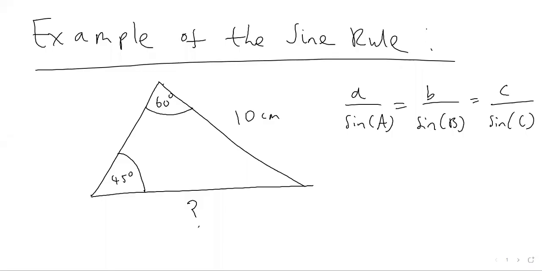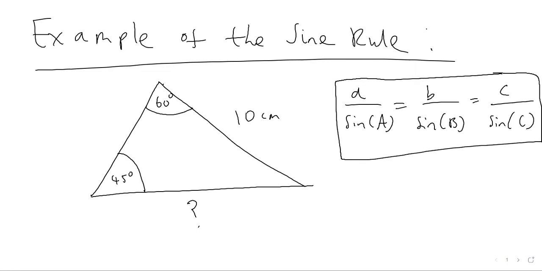Hello, so in today's video, we're going to look at an example of using the sine rule. The sine rule is what we did in the previous video. We proved that this result here is true: lowercase a over sine capital A is equal to lowercase b over sine capital B, which is equal to c over sine capital C. The capital letters represent the angles, the lowercase letters represent the sides.